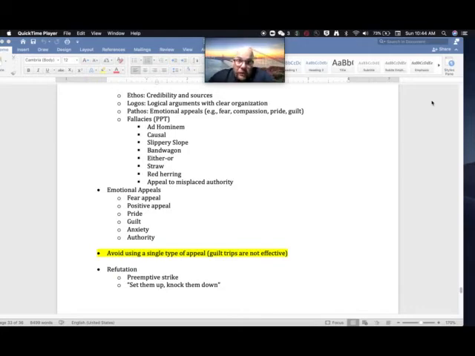But the point is, there's very rarely two clean sides. There's usually multiple sides, and we're usually in the middle. Very few people are extremes.